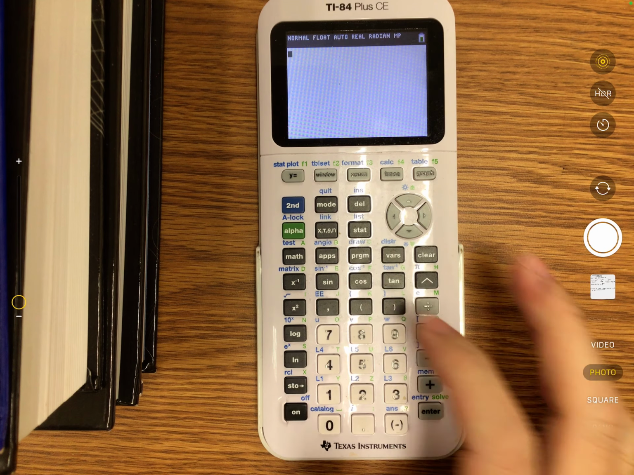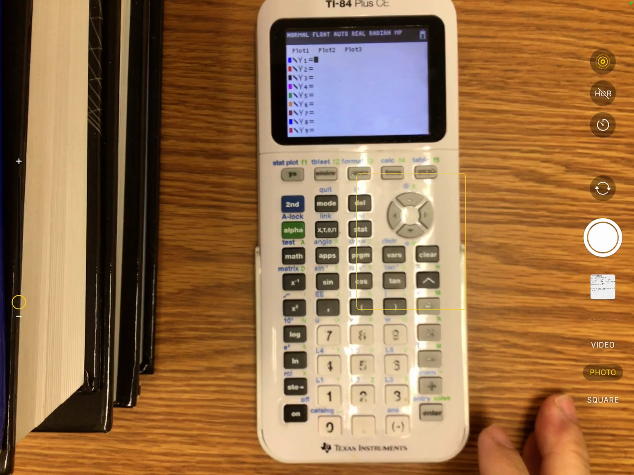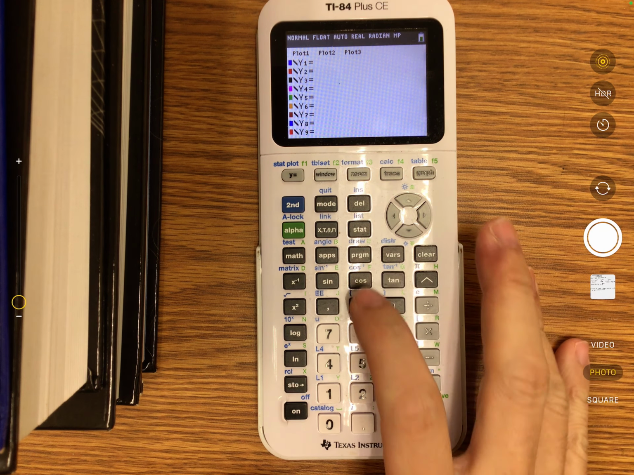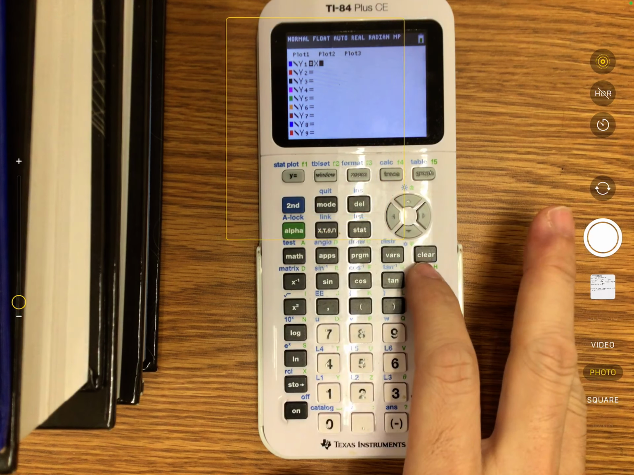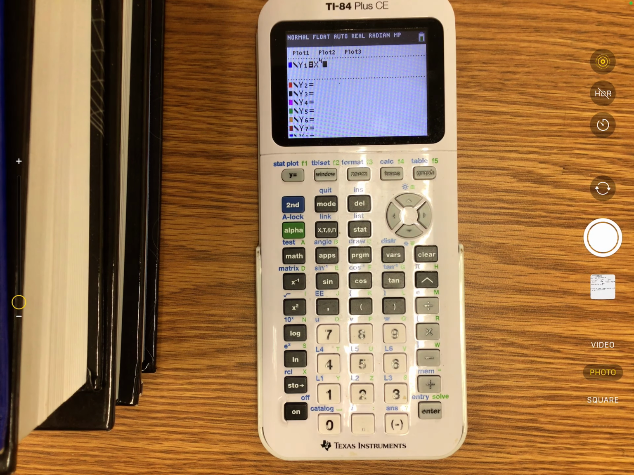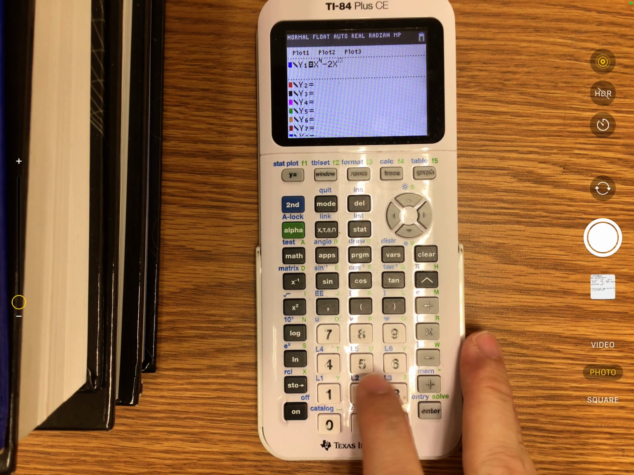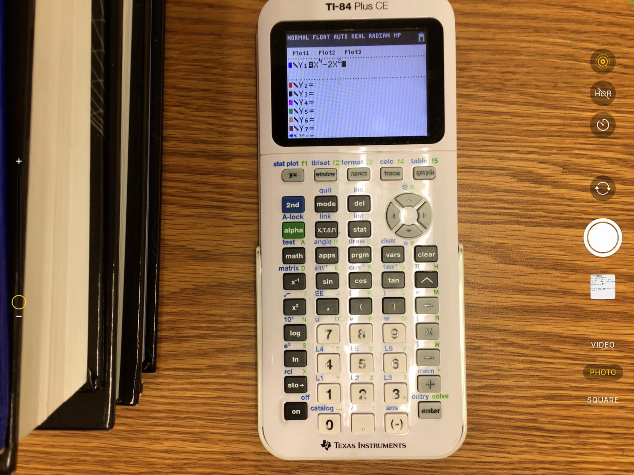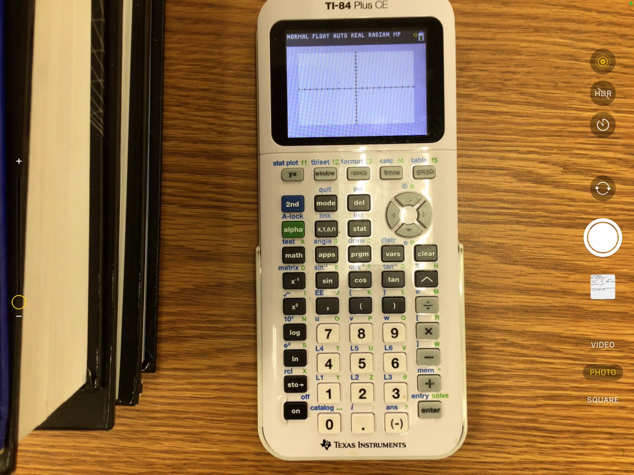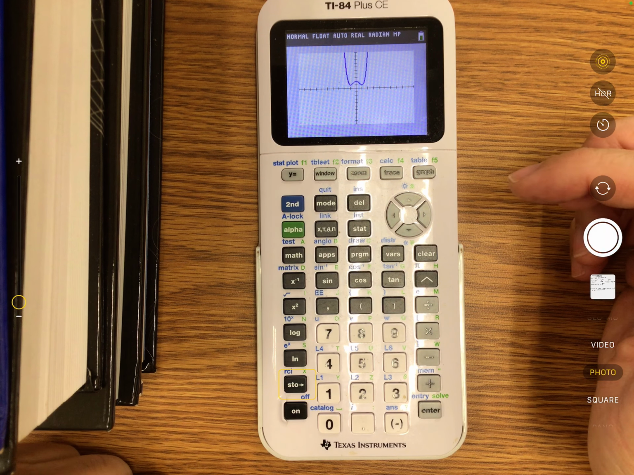So we're going to do y equals, and it's going to be, what was the thing for it? x to the fourth minus 2x squared and then plus 2. We can graph it, and then we can find the places where the slope is equal to 0.